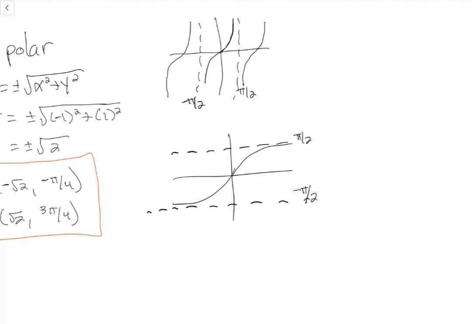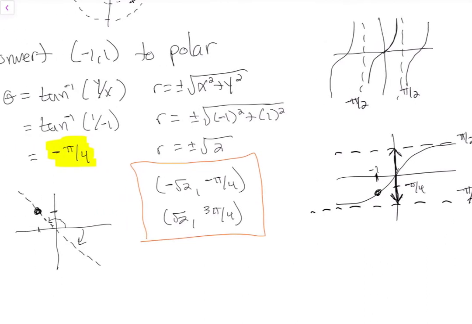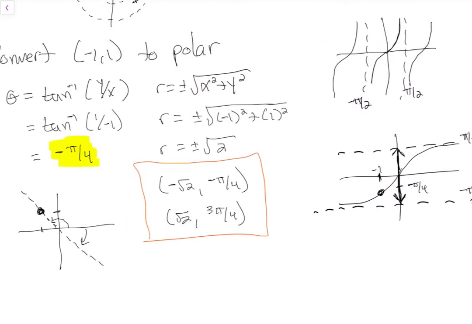So we can see that the outputs for inverse tangent are going to live between minus pi over 2 and pi over 2. And that is why we got negative pi over 4 out of our output. Because when x is negative 1, my output is negative pi over 4. So when I scroll back over here, we were taking the inverse tangent of negative 1, and we get negative pi over 4.